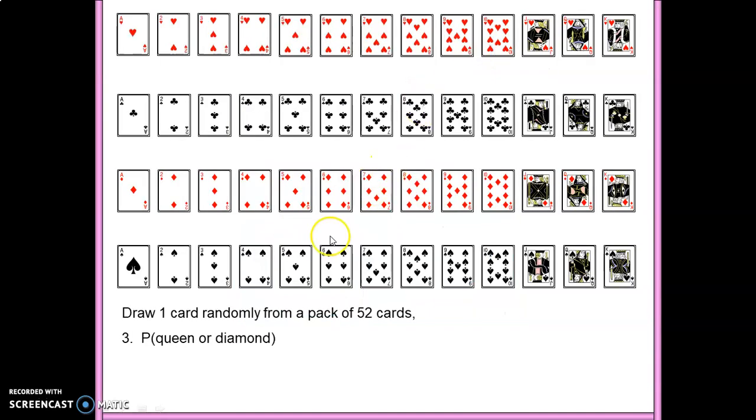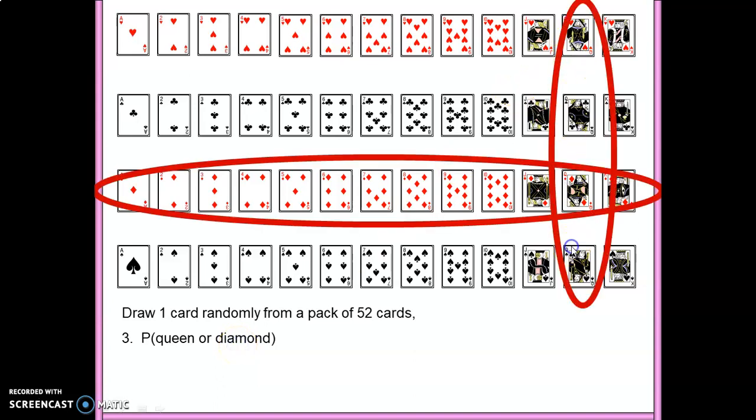Let's look at a deck of cards again, but now a different question. The probability that the card we draw is a queen or a diamond. So here's our queens, there are 4 of them. Here are our diamonds, there's 13 of them. In this case, it's different than last time because we actually have an overlap. There's one card that is both a queen and a diamond at the same time.